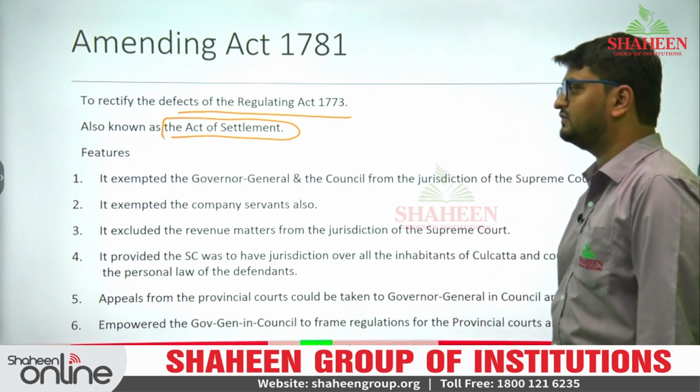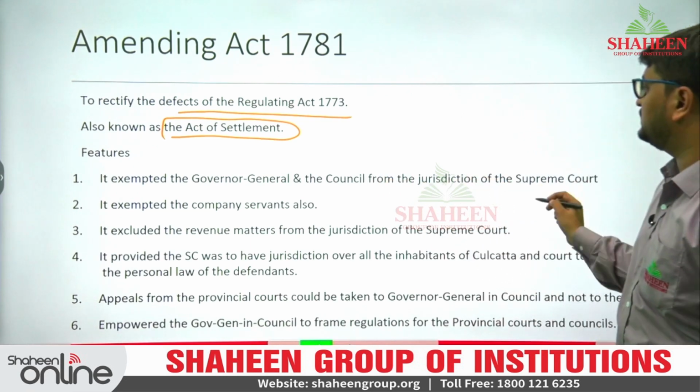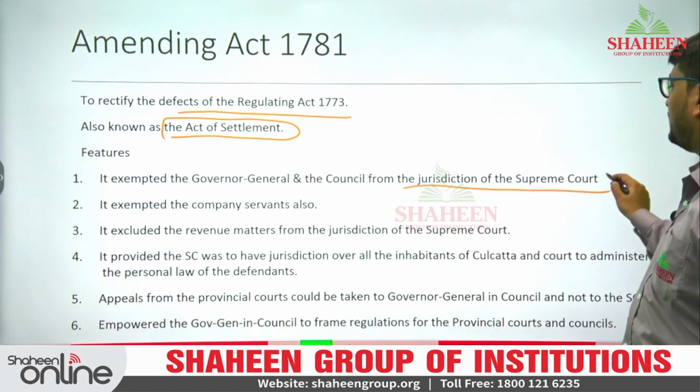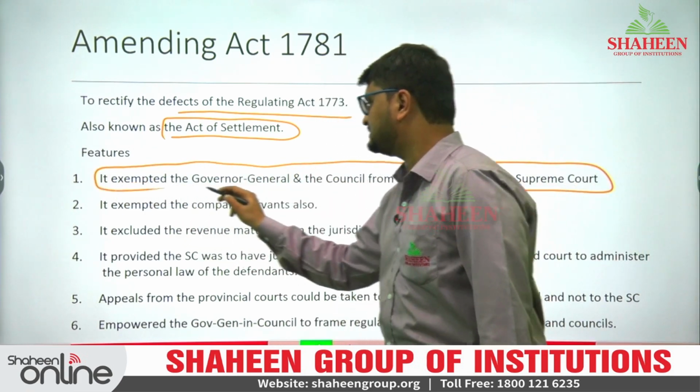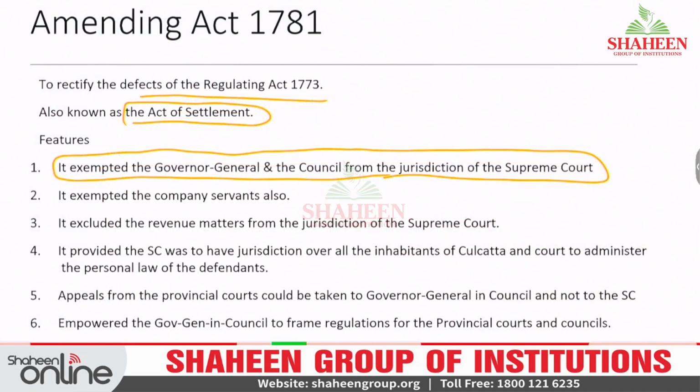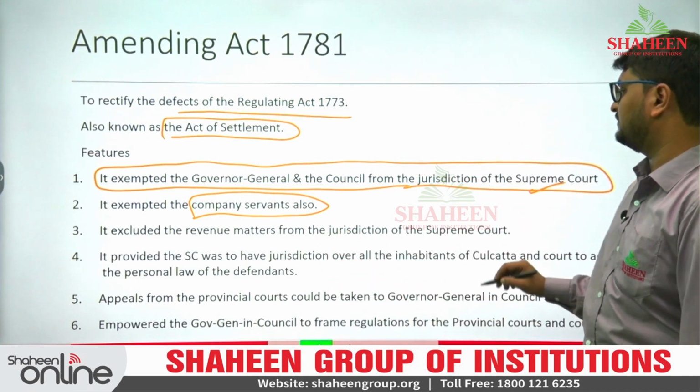What were the features of this act? It exempted the Governor General and the Council from the jurisdiction of the Supreme Court. The problem was whose authority would be final. So this Amending Act exempted the Governor General and the Council from the jurisdiction of the Supreme Court. It exempted even the company servants, so the Supreme Court cannot order these company servants. It excluded revenue matters from the jurisdiction of the Supreme Court.